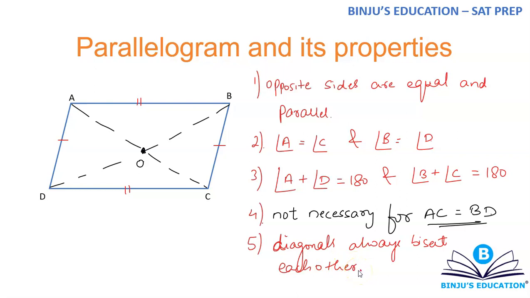Diagonals always bisect each other. So what do I mean by bisect? Here is that. Bisect basically means that AO is equal to CO and BO is equal to DO, basically dividing it into two equal parts. Bisecting each other does not stand for the fact that AO will be equal to BO. Each of the diagonals is bisecting the other one. So if BD is bisecting AC, then AO will become CO and BO will become DO. This is basically what it means.